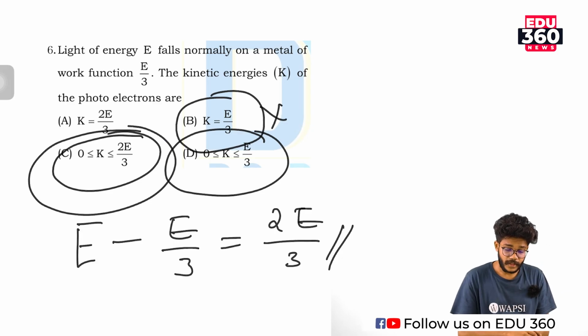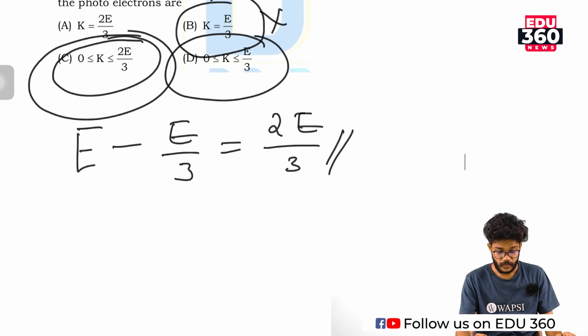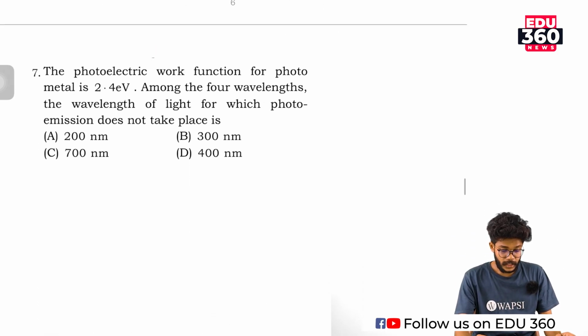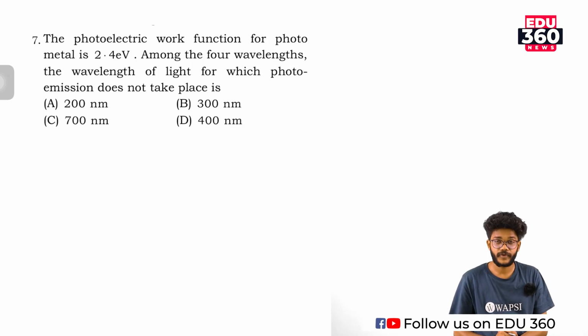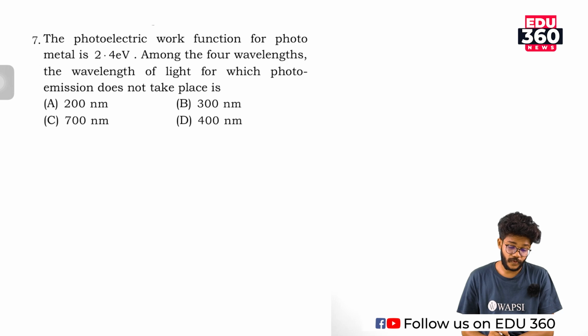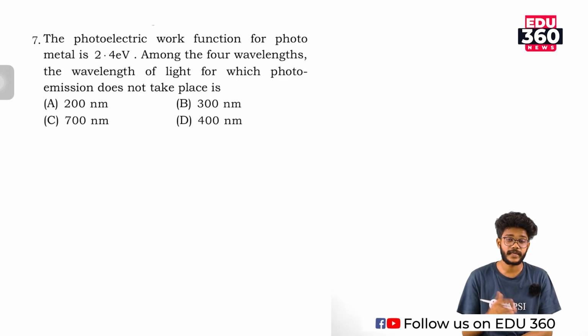Okay, so we can move to the next question. The photoelectric work function for a photometal is 2.4 electron volt. Among the four wavelengths, we need the wavelength of light for which photoemission does not take place. That means one of the options has low energy.